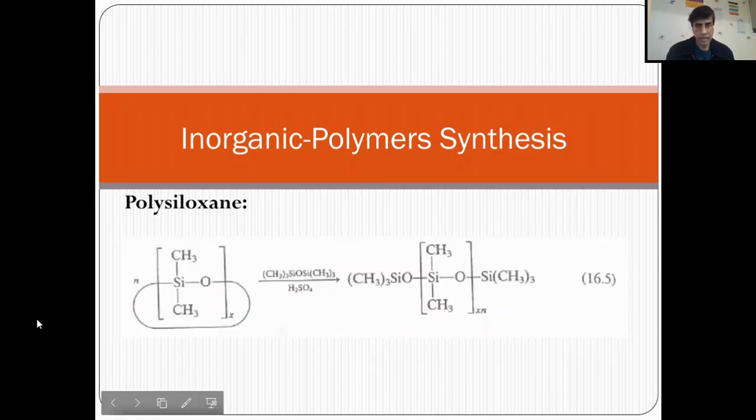Okay, now look at here, this is a cyclic compound, and that's the compound we are using, which I showed you, a dimer. Hexamethyl, 1, 2, 3 methyl groups here, 1, 2, 3 methyl groups here, Si and O.